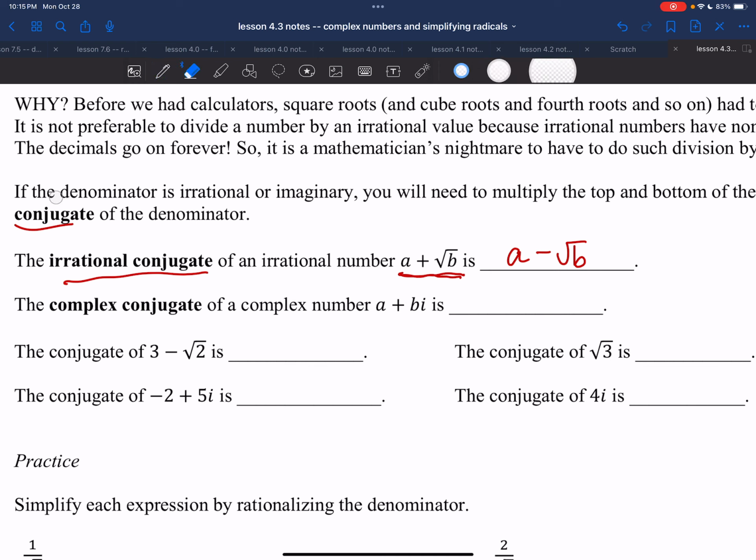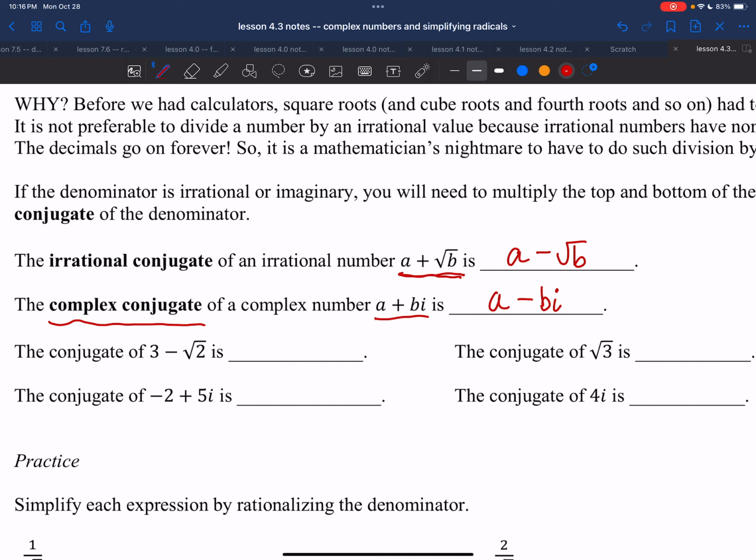We'll also have the complex conjugate, right? A complex number is a plus bi, and so its conjugate is a minus bi. That's it. You just flip the sign of the imaginary component. The real number doesn't change. And it's the same for irrational.